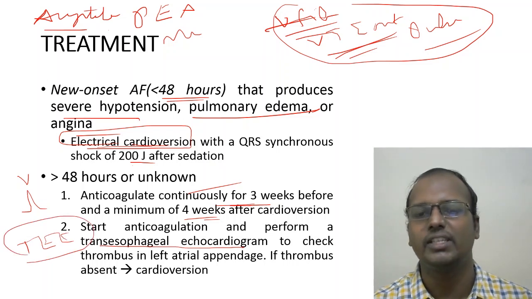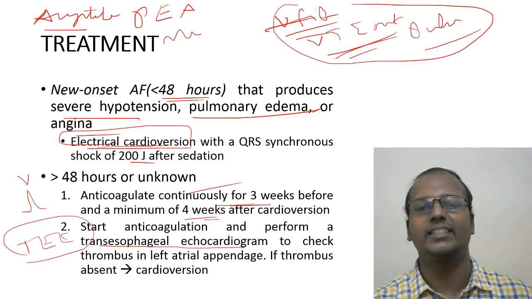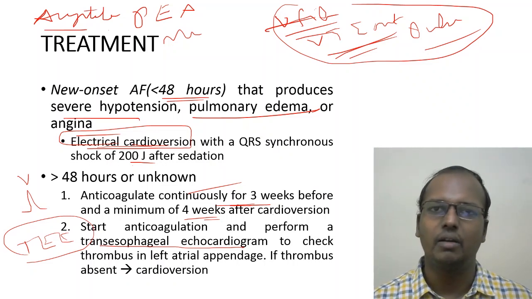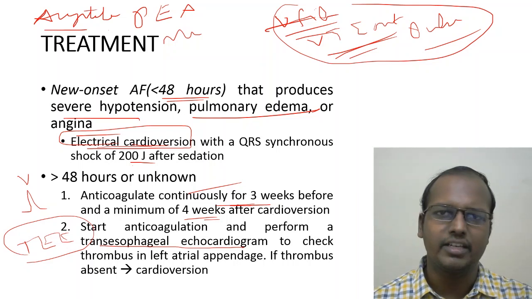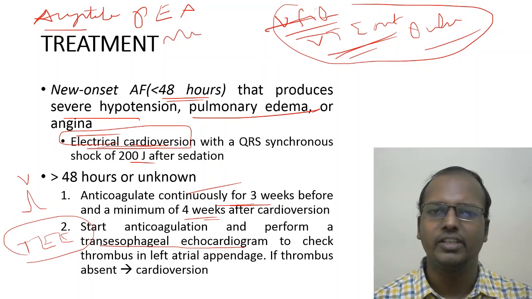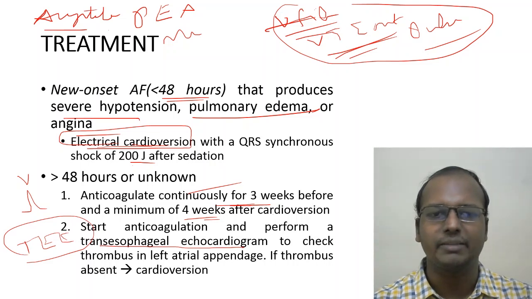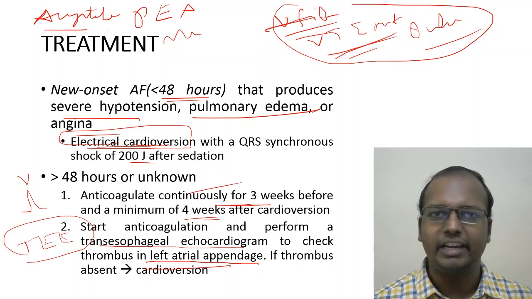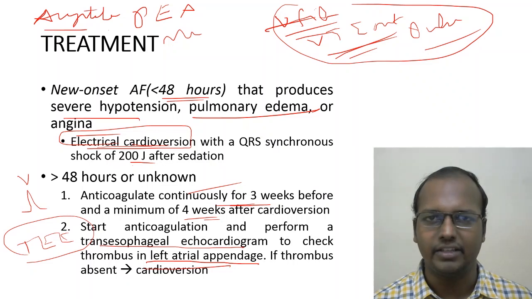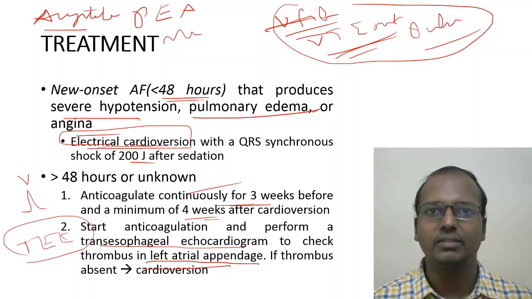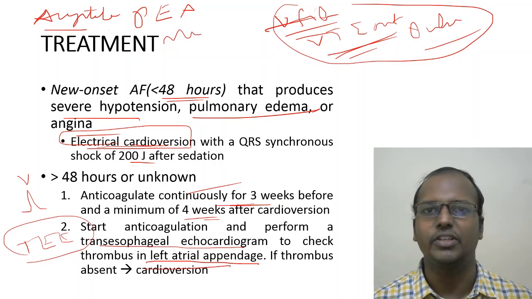TTE, transthoracic echo, which is placed anteriorly over the chest, is there in almost all centers in your country. But transesophageal echo is found only in expert centers. You have to do a TEE and rule out a clot, especially in the left atrial appendage. Remember, it is a very, very important point. In atrial fibrillation, the site of formation of clot is your left atrial appendage. All the atrium will not contract properly, but the most common site for left atrial clot formation is your left atrial appendage.